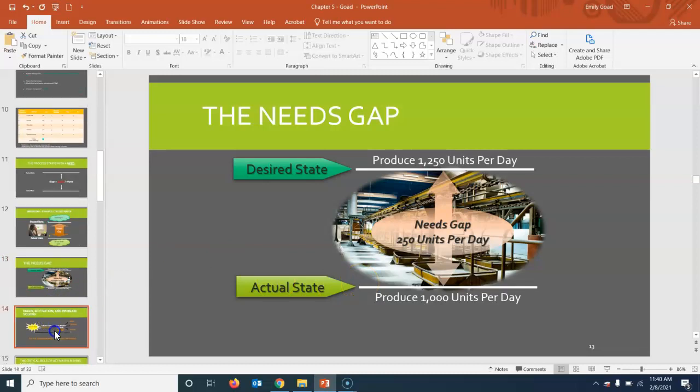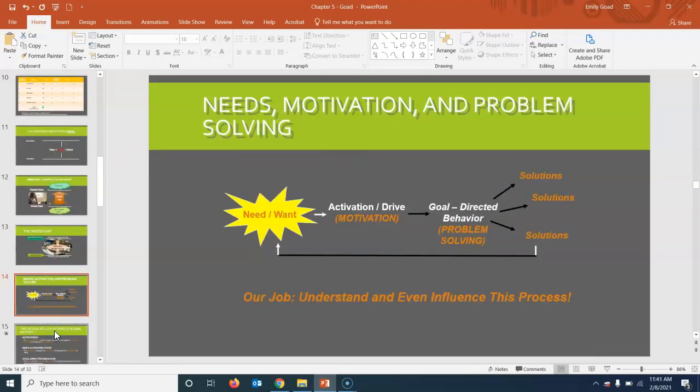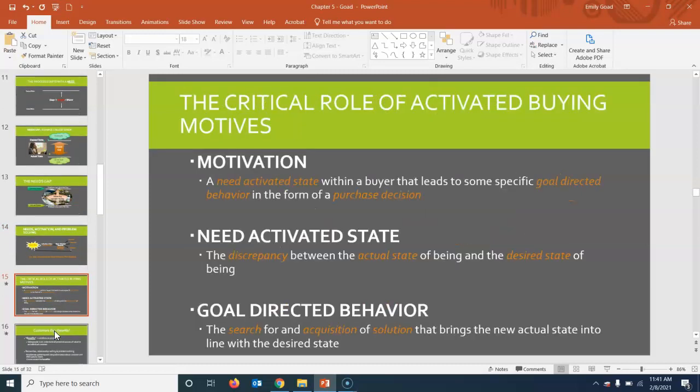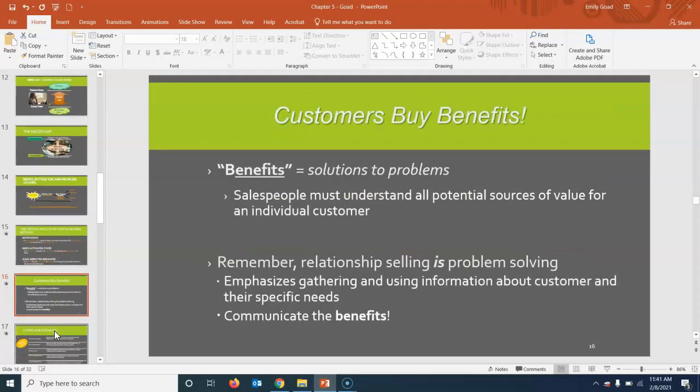And so I'm going to let you look at this. This is just another way to put it, and look at these definitions with it. I'm going to skip that. You can review on your own and move on to benefits.